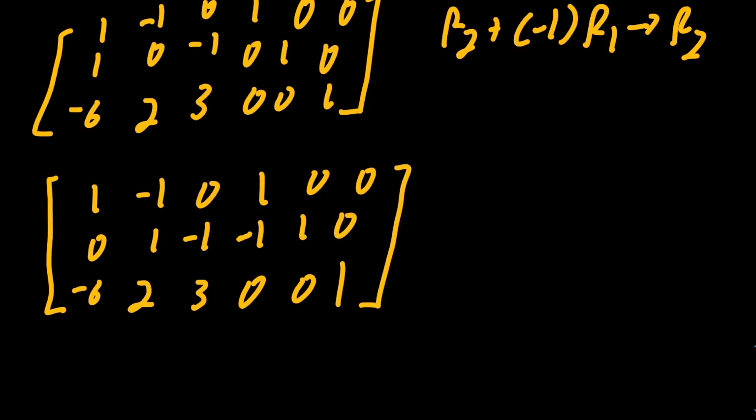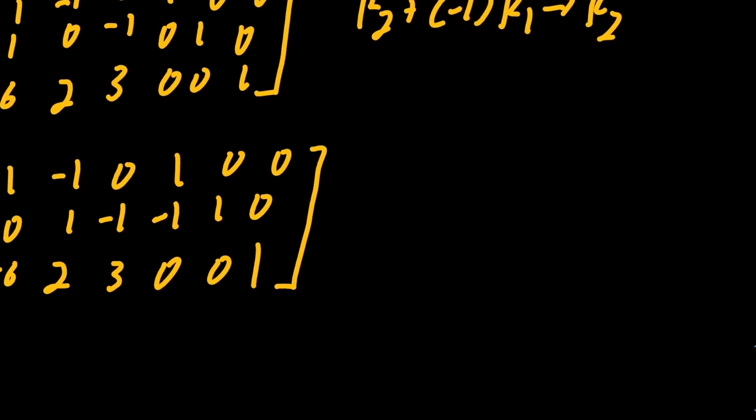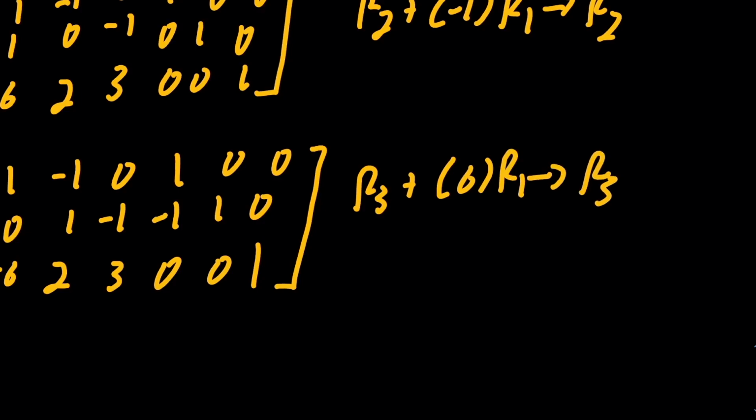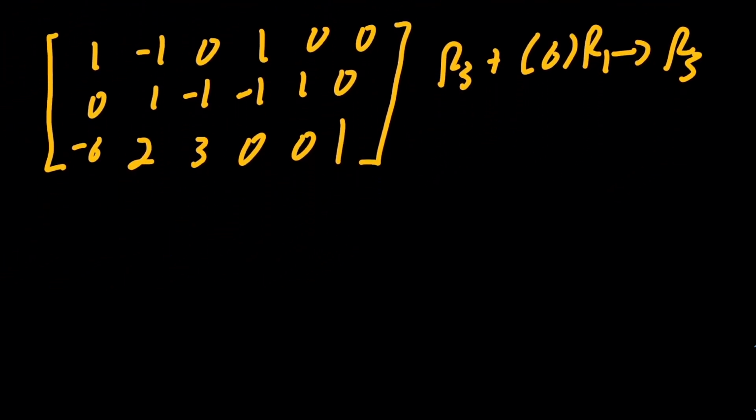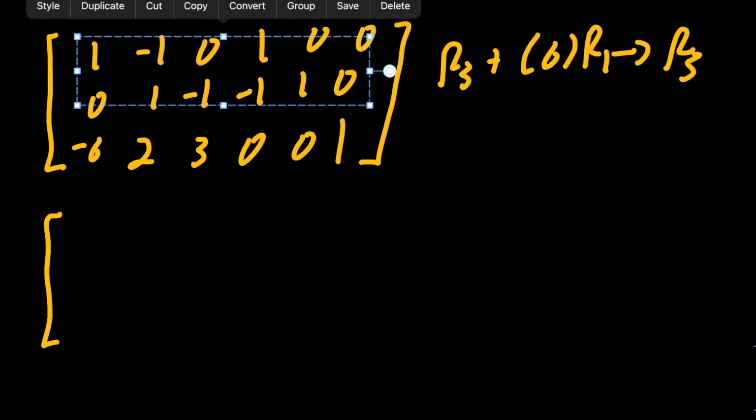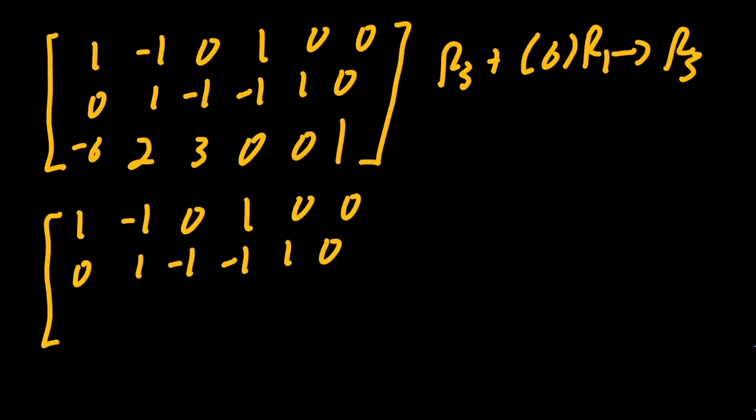Okay. And then we're going to grab row 3 and add it to 6 times row 1 and move the change to row 3. And as a result, we should get a change in row 3 with rows 1 and 2 being the same. I'm going to duplicate the first 2 rows. And let's see here. -6 plus 6, 0, -4, 3, 6, 0, 1.